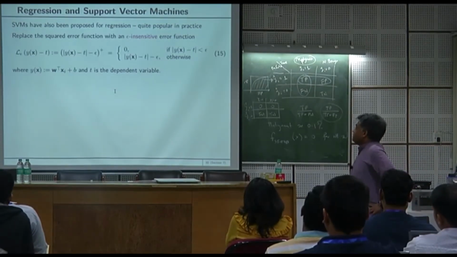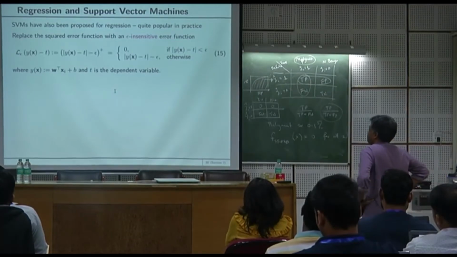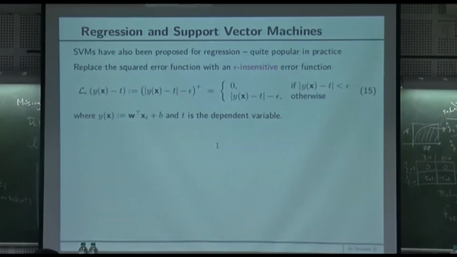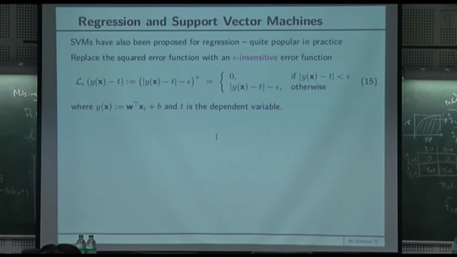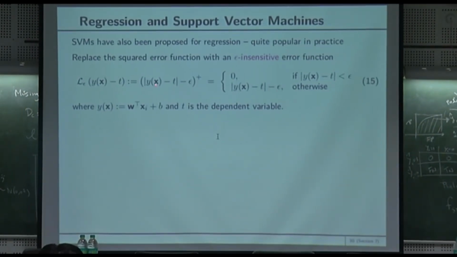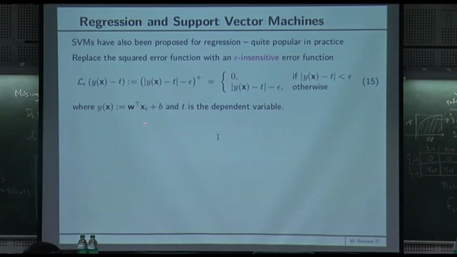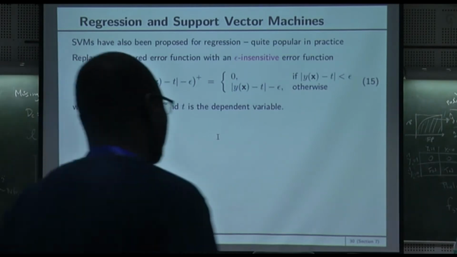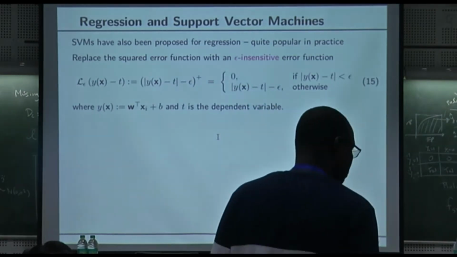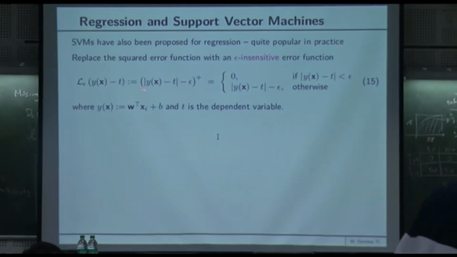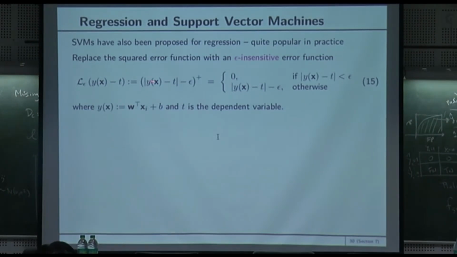So you replace the squared error function with an epsilon insensitive error function. So in SVR, or support vector regression, the error function that is used is this error function. Y of x is the prediction, so it's W transpose xi plus b. And as we know now, and we'll show again later on, instead of using W transpose xi, we can also use k(W, xi), which is basically the kernel connection. That can also be done. So suppose that's the prediction. T is the label that you see, the dependent variable.